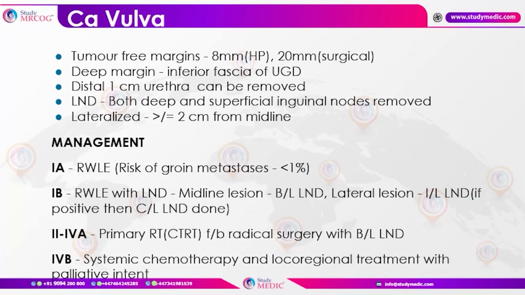Now coming to carcinoma vulva management, you need to remember the tumor-free margin has to be 8 millimeter on the histopathological specimen after you have fixed it with formalin, and the surgical specimen tumor-free margin should be 20 millimeter. The deep margin, which we usually take while we do a radical vulvectomy, is the inferior fascia of the urogenital diaphragm. The distal 1 centimeter of the urethra can be removed without causing any substantial urinary incontinence. And while we are doing a lymph node dissection, we are removing both the deep and the superficial inguinal nodes.